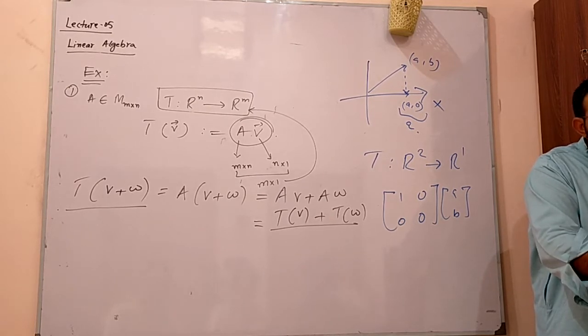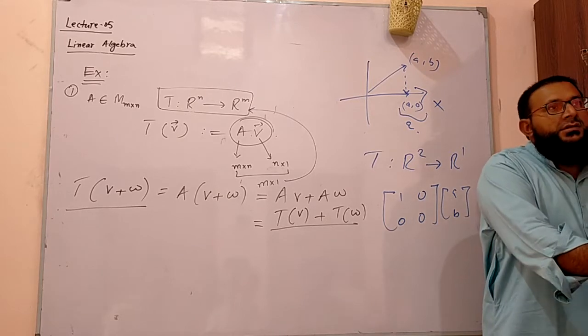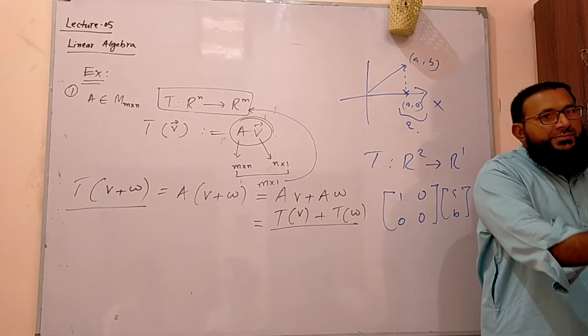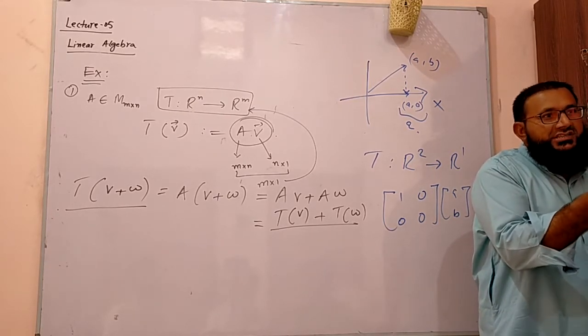So then for a linear transformation, the property can be defined: you only define these two conditions to be satisfied.